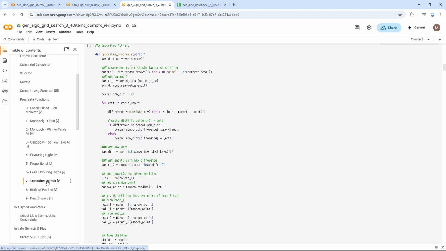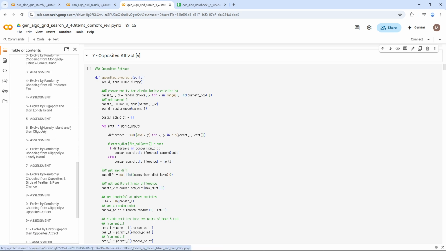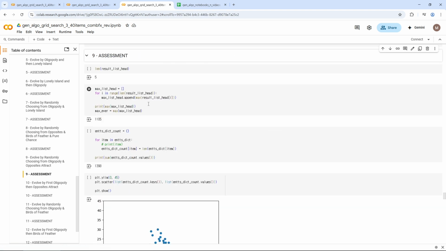Yeah, because I also did that. But in this case, I use opposites attract to partially populate the pool with entities with high summed utility values, and choose randomly from that pool two entities that are different. I don't know if I said that in a way that people would understand, but that's what I'm trying to do.